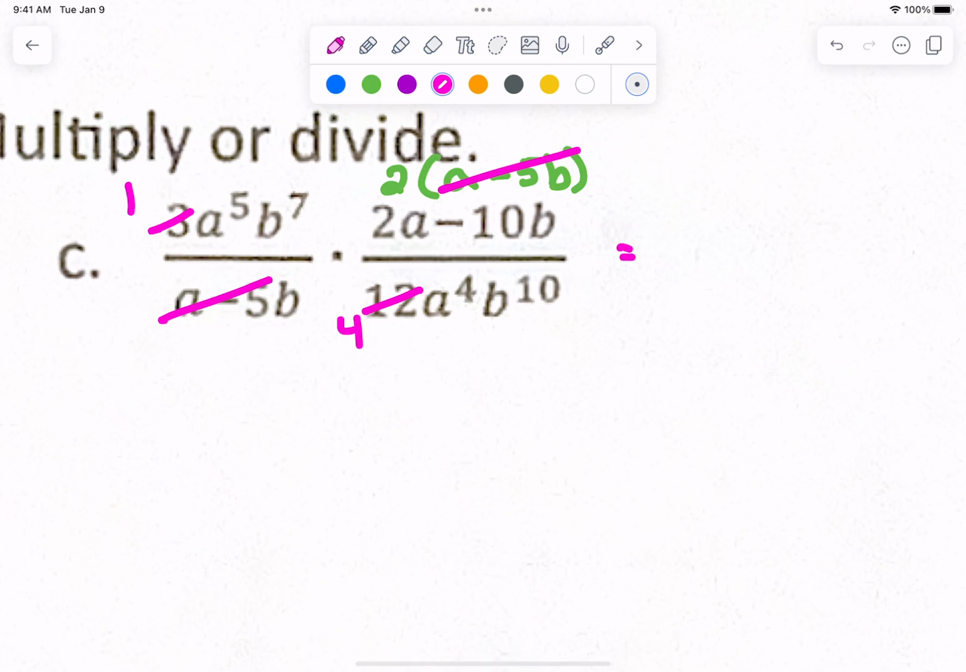Okay, before I do anything else, let's clean it up. You see what I just did? I just canceled the A minus 5B and the 3 and the 12 became 1 and 4. Can we take out 1A and can we take out 3 B's? Yes, we're going to, but I'm going to clean it up first.